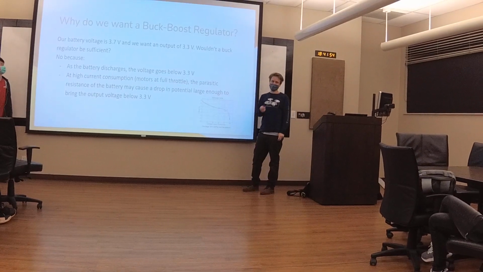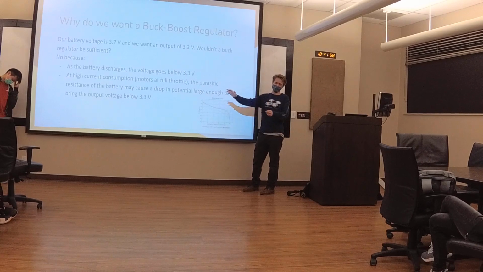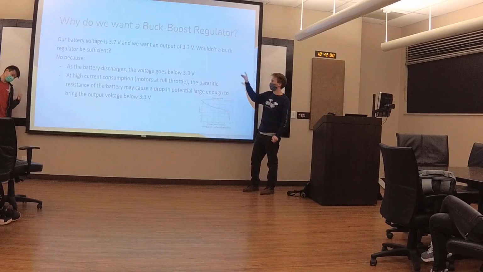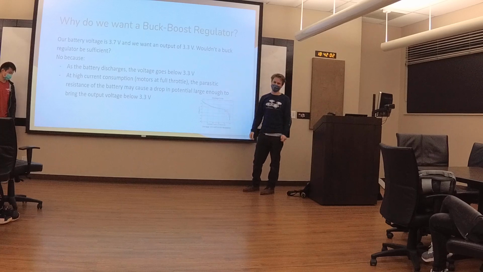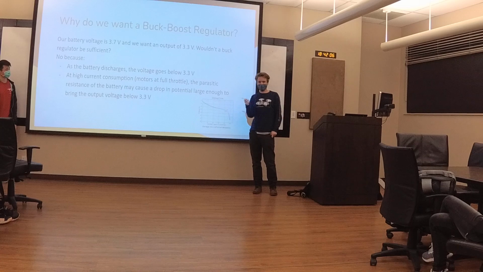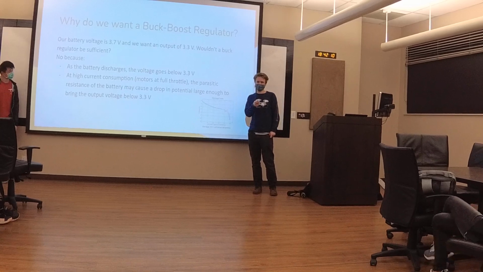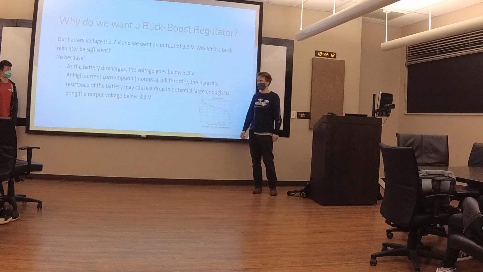So you might be saying, wait, our battery's 3.7 volts, right? And towards the end it dips down, but we're going to stop our quadcopter before that. Why can't I just use a buck regulator? That's a reasonable question. The reason for this is that the battery has a certain internal resistance. This is another thing I think that they cover in EE3.